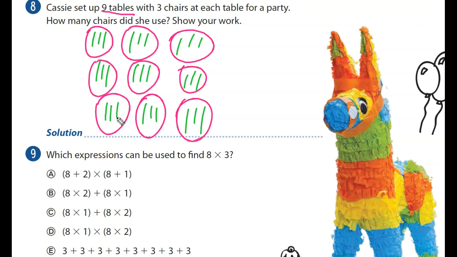Okay. What would be my multiplication sentence? 9 times 3. Which would be 27. If I counted all of them, it would be 27. Okay.